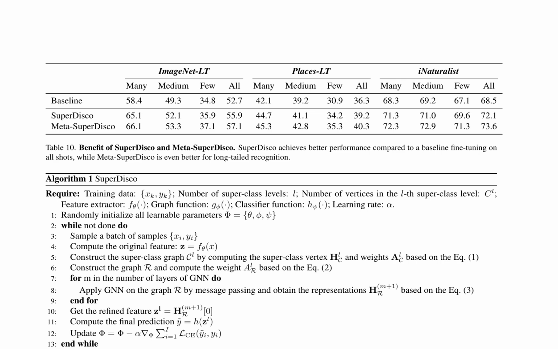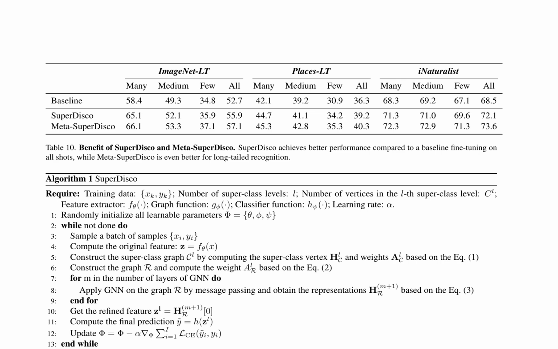The performance of SuperDisco and meta-SuperDisco on ImageNet LT, Places LT, and iNaturalist datasets is presented in Table 10. Compared to the baseline fine-tuning approach, both methods demonstrate better performance on all shots, with a significant improvement in long-tailed recognition. The SuperDisco algorithm, outlined in Algorithm 1, requires training data, the number of superclass levels, the number of vertices in the L-th superclass level, a feature extractor, a graph function, a classifier function, and a learning rate.